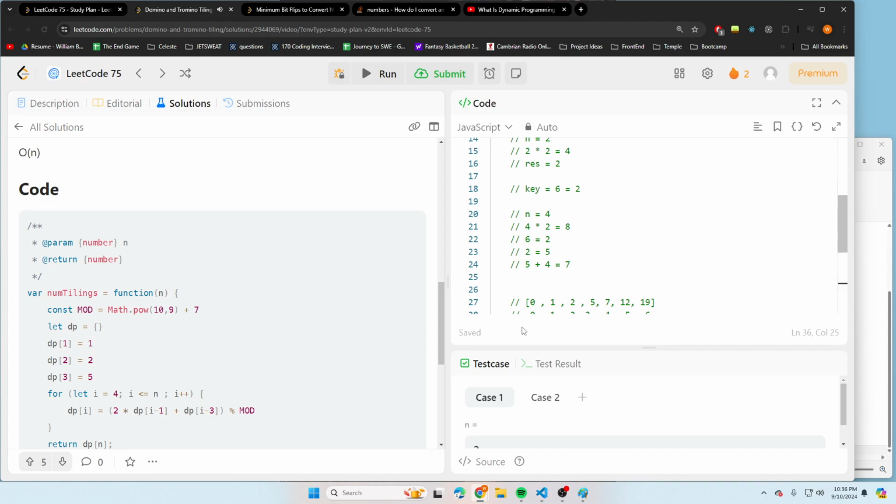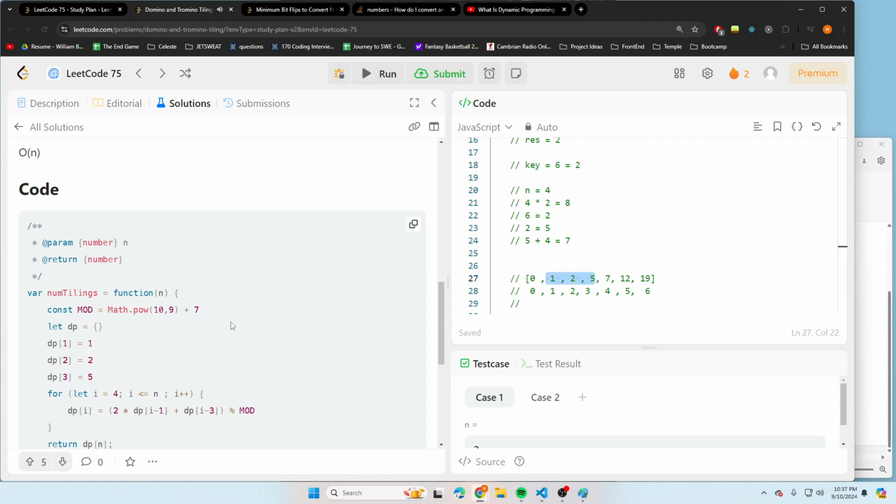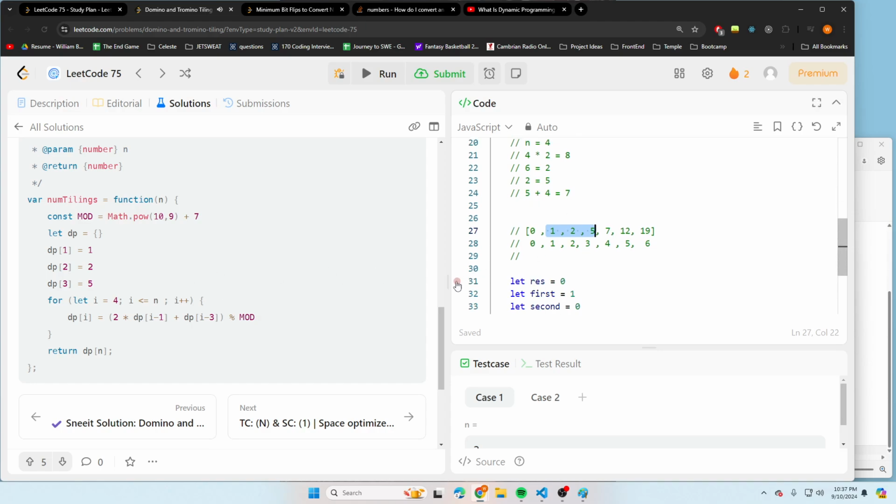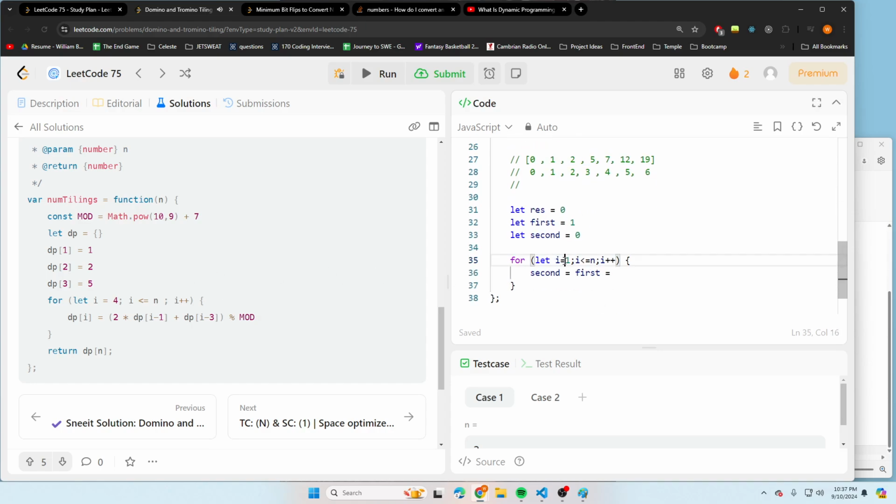And what we need to do is fill a board of 2 by n and return the number of ways in which we could tile the board of size 2 by n. And we are going to use the modulo operator since the number could be a very large number.